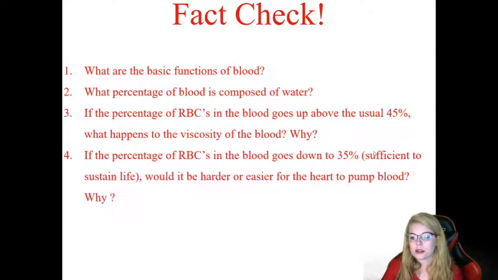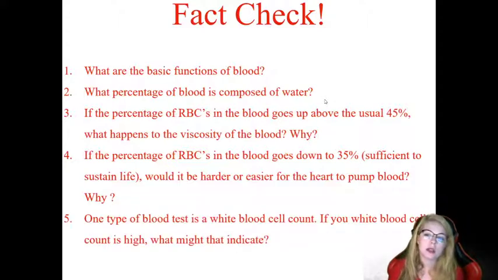Number 4 says, if the percentage of red blood cells in the blood were to go down to 35%, still sufficient to sustain life, that's important, do you think it would be harder or easier for the heart to pump blood, and why? So the answer is actually that it would be easier for the heart to pump the blood with a less viscous blood because it wouldn't be as thick and wouldn't require as much pumping mechanism to move it throughout your body. Again, they're saying 35% is sufficient to sustain life. That's important. Anything below that level would be deadly.